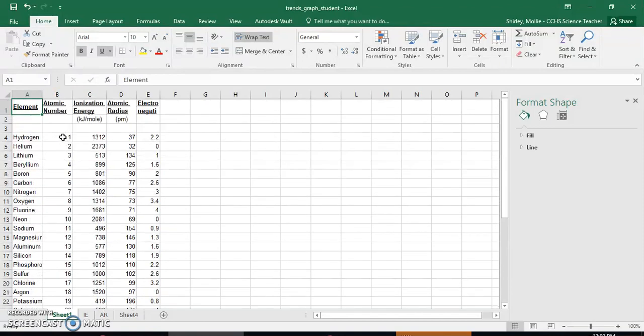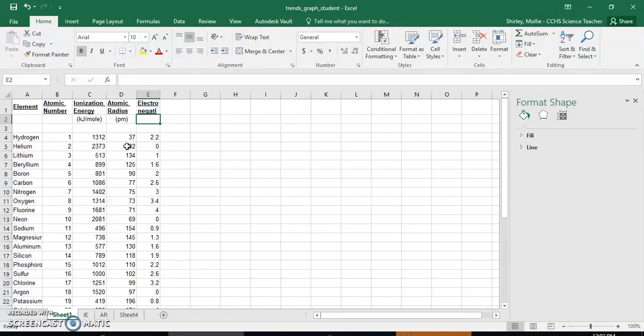Then we have the ionization energy per atom, so how much energy it takes to remove an electron from each atom. Then we've got atomic radius, so the size of each of these. And then electronegativity, that's the pull of electrons for the atoms. And for electronegativity there's not a unit for that. There's a scale.